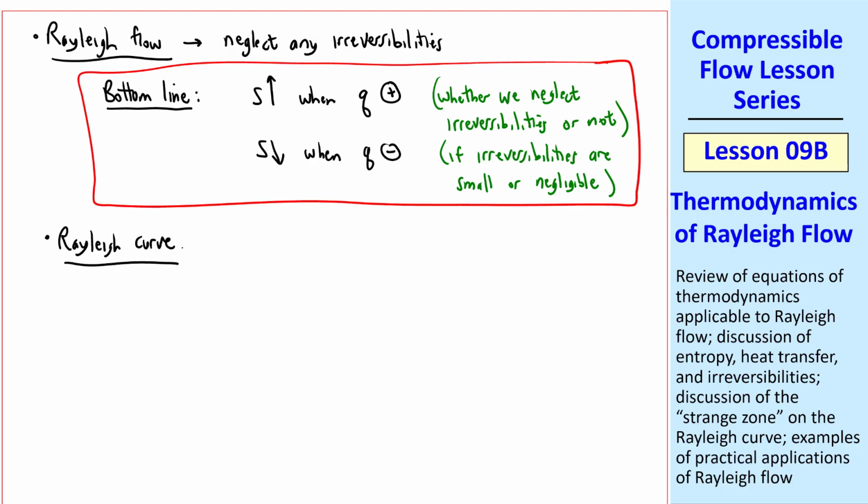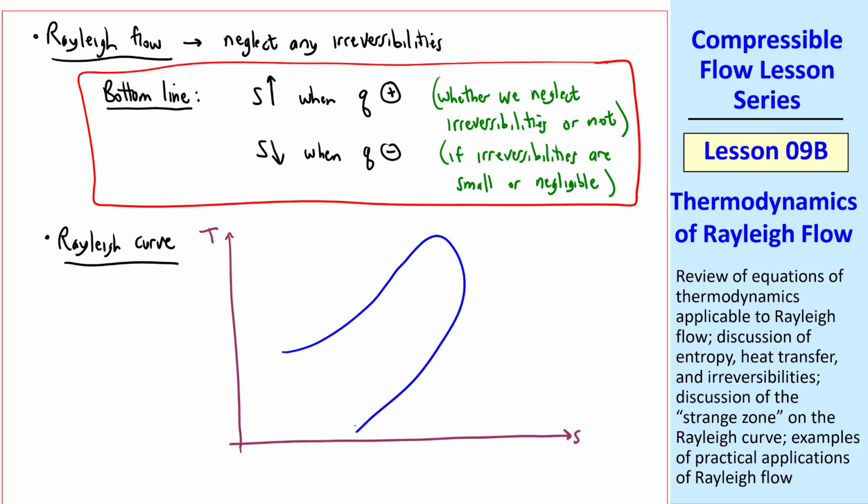Now let's look at the Rayleigh curve again. I'll typically use a TS diagram rather than a Mollier diagram, but the shape of the curve will be the same as we discussed previously. The curve looks something like this, where we have a subsonic and a supersonic branch. Mach number is 1 at this maximum entropy state. And because of this, if we add heat, entropy must increase.